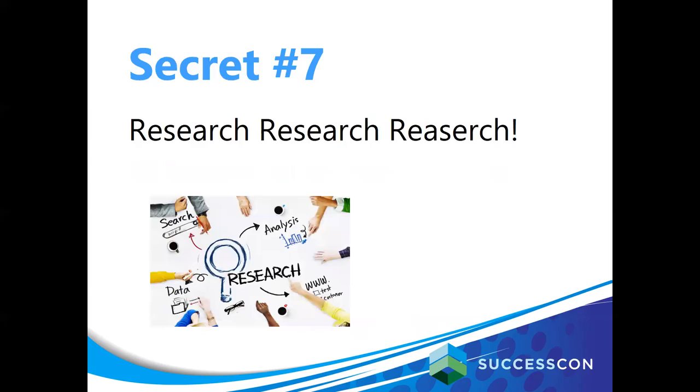Secret number seven, research, research, research. Pretty straightforward, pretty simple, but you know what you're talking about. Double check your statistics. And really importantly, not only test and research the material that you're putting into your lead magnet, but it's important to research and test your lead magnet once it's created. Test it with friends, test it with colleagues. See what the response is to it.